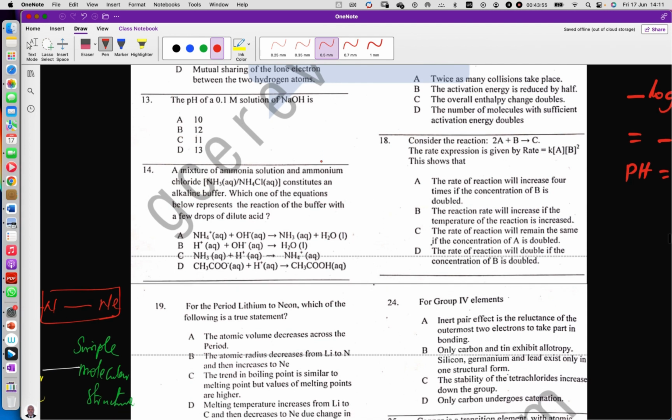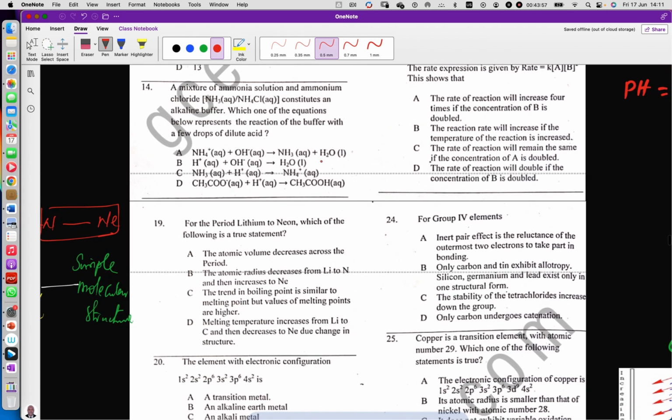So question number 14 has to do with a mixture of ammonia solution and ammonium chloride. Ammonia and ammonium chloride constitute an alkaline buffer. Which one? This one. That's right. Yeah, the base and the salt. That is an alkaline buffer.